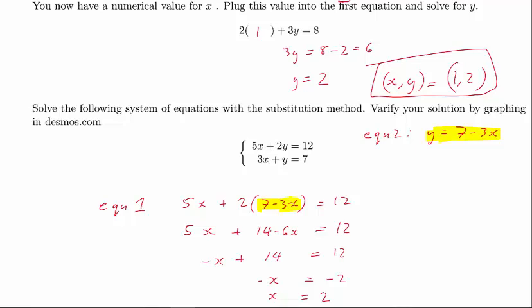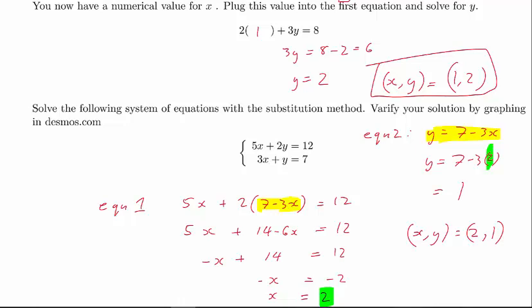Now all we've got to do is plug in the value that we found for x into our equation 2. So we have y equals 7 minus 3 times 2. Work that through and you'll find that y equals 1. So our ordered pair of x and y is 2 and 1.